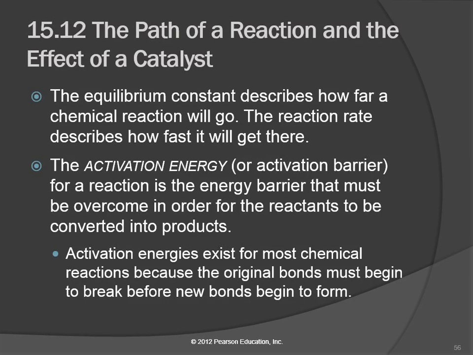The path of a reaction and the effect of a catalyst. So we've been talking about the equilibrium constant, which describes how far a chemical reaction will go. It describes the balance of it. You can almost think of a teeter-totter. And which side of the teeter-totter is going to be lower? Is it the product side? Is it the reactant side? But it doesn't say anything about how fast the reaction is. So reaction rate is what describes the speed of the reaction, how fast it will get to equilibrium.